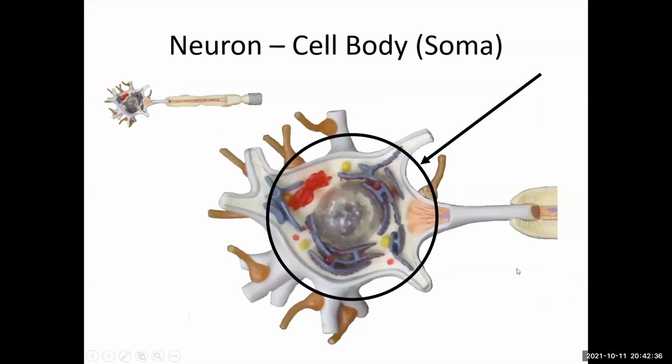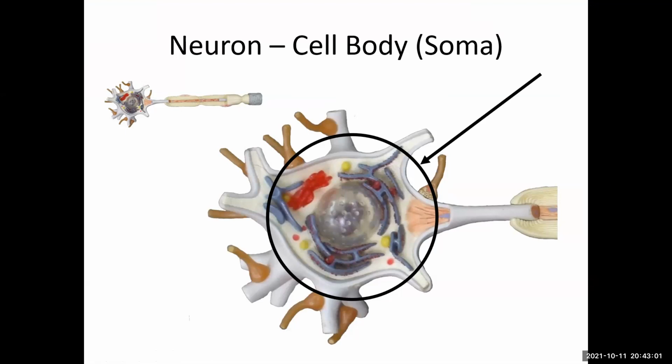Okay, so let's start off with the neuron here, and we're going to start off at the receptive segment. The receptive segment includes the cell body, which is known as the soma, and the dendrites. So right here, what you're looking at in the circle there, that is the cell body or the soma. In cell bodies, we're going to have a lot of the organelles, the nucleus, the nucleolus.